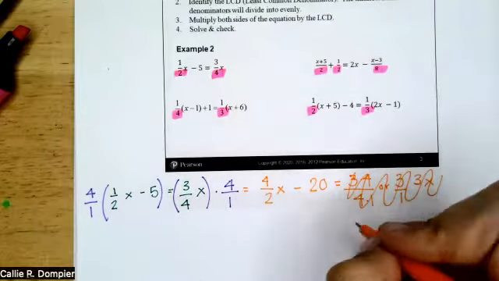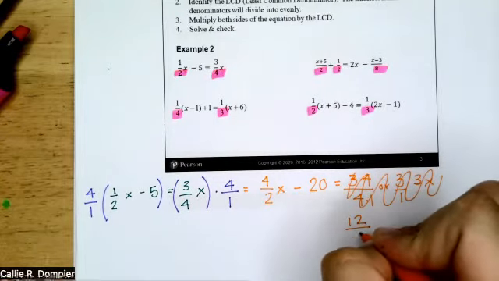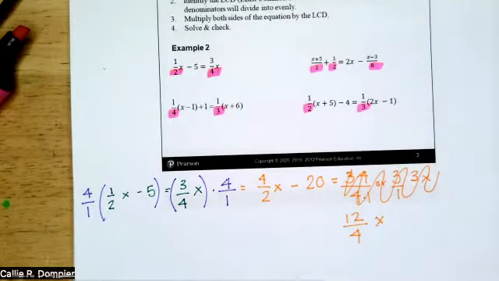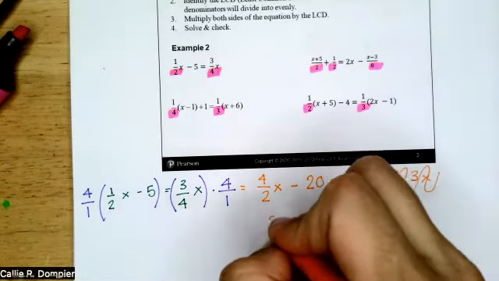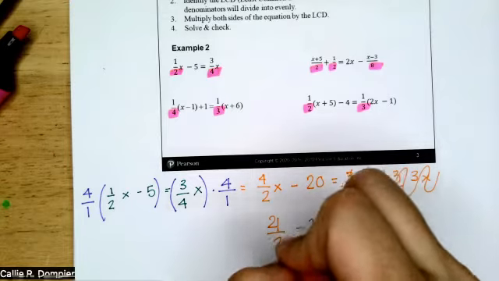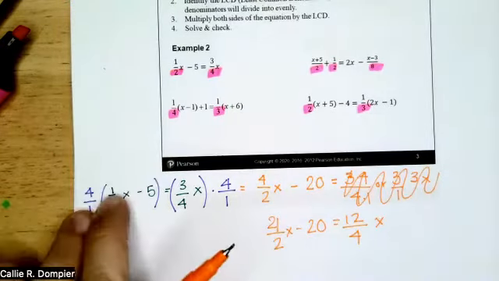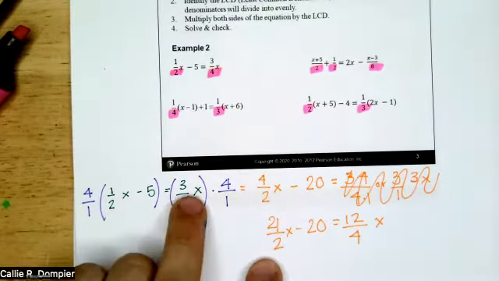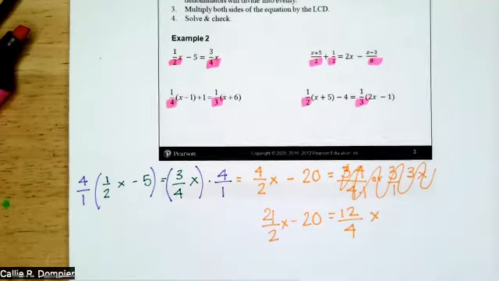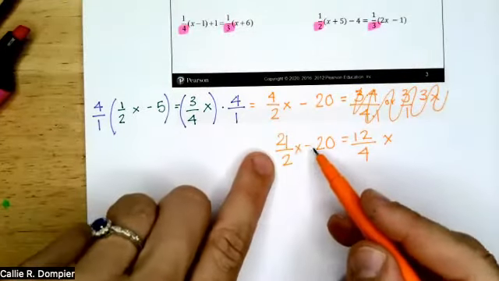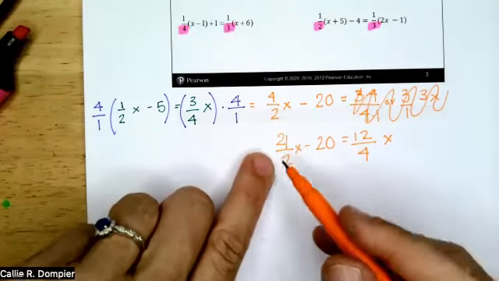All right, 3 times 4 is 12. 4 times 1 is 4. Changing my answer. Because that's what we were doing over here. 4/2x. So we said 4 times 1 is 4, 1 times 2 is 2. 4 times 3 is 12, 4 times 1 is 4. Is that right? Okay, so now we have 4/2x minus 20 equals 12/4x.